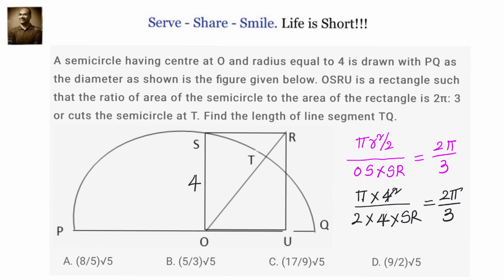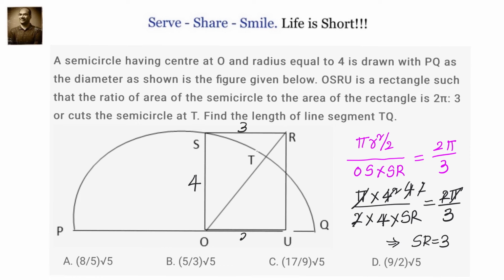Once we understand SR equals 3, immediately we know that OU is also equal to 3 because OSRU is a rectangle. OU is 3 and OQ is 4. Obviously we know that UQ is equal to 1. UQ is equal to 1. That we will use afterwards.